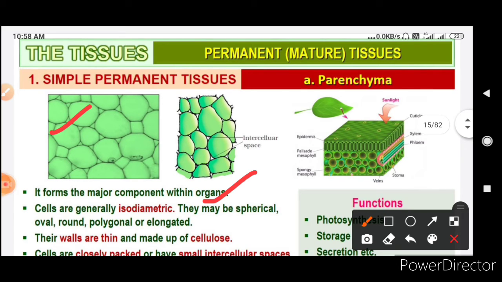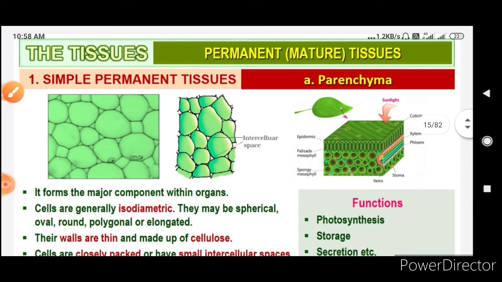They have thin walls which are made up of cellulose, and cells are closely packed or have small intercellular spaces. You can see very small intercellular spaces are present. Intercellular space is the space which is present between two cells. So they are very closely packed with very small intercellular spaces. What is the function? The function of these is photosynthesis, storage and secretion.